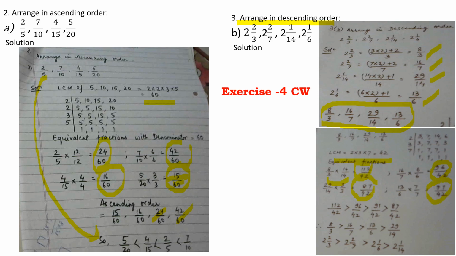Now which one is the largest fraction here? Yes, 112 by 42. Then 96 by 42, then 91 by 42, and then 87 by 42. The final answer is: 2 whole 2 by 3 is the greatest, then comes 2 whole 2 by 7, then 2 whole 1 by 6 and 2 whole 1 by 14.